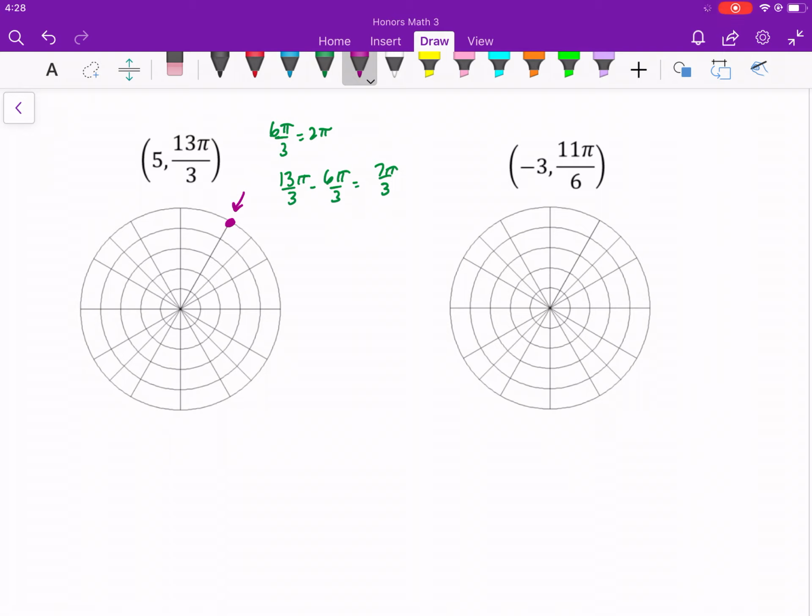Now, here's where it does get a little interesting, when we have a negative radius. So 11 pi 6 would be this marker right here. But when you have a negative radius, you don't go along this angle. You go along the angle that's exactly 180 degrees across from it, or pi across. So it should have the same denominator. So this is 5 pi 6. We're going to go backwards from the pole along this line, go back 3 and put a point. That's as crazy as graphing these get.